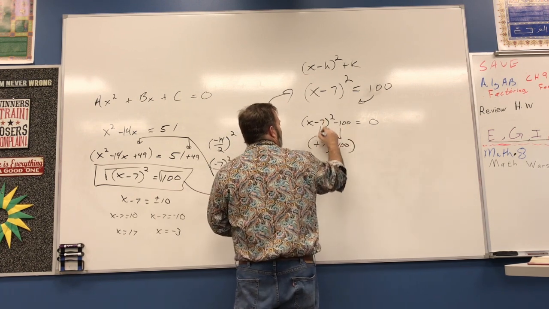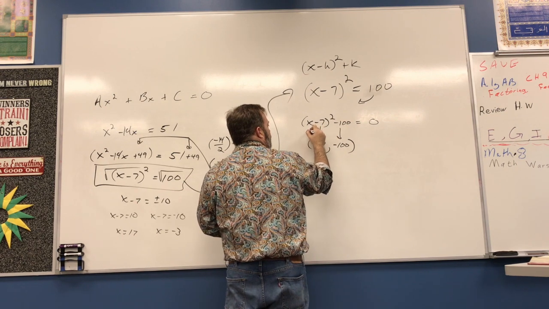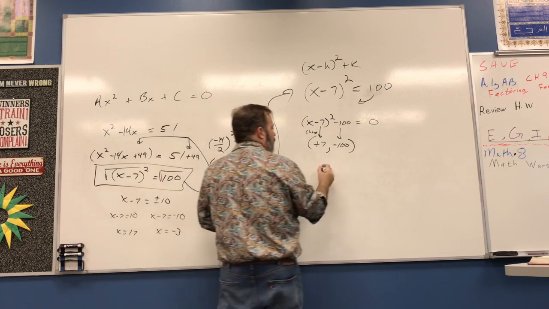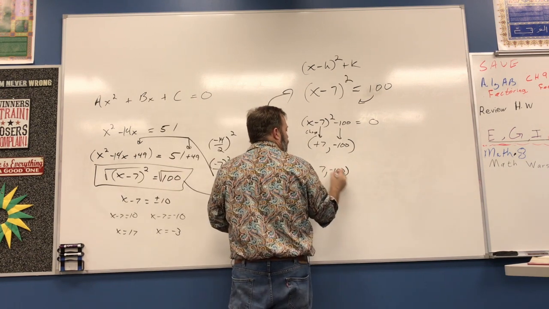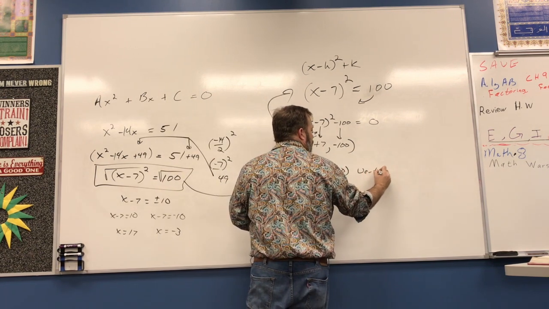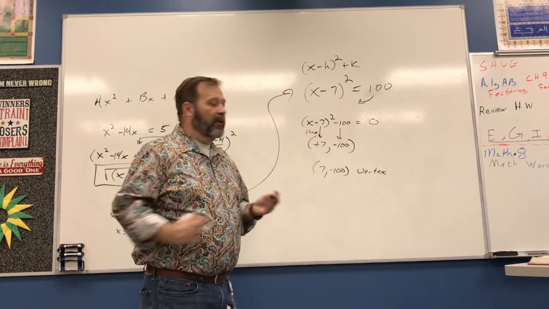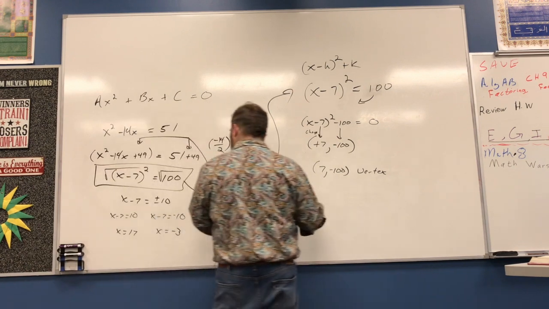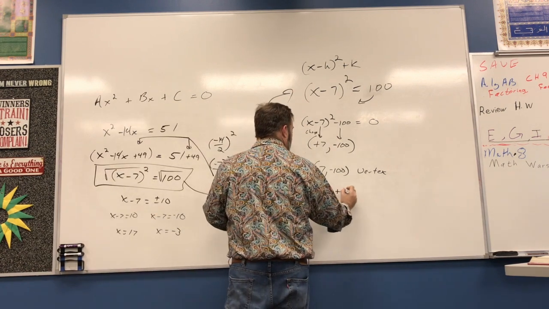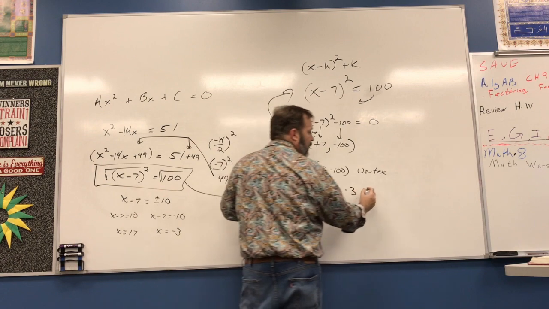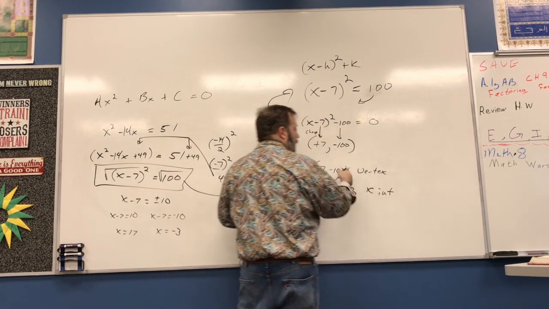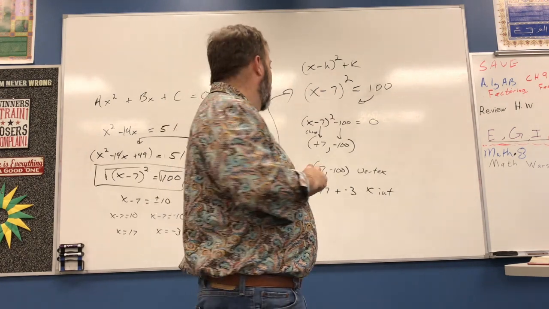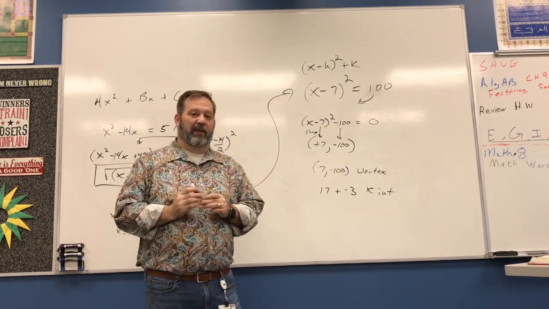All you do is take these down. This one changes. And 7, negative 100 is my vertex. Now I can graph. And that's why I love completing the square. I have my 2 pieces, 17 and negative 3. Those are my x-intercepts. And now I have my vertex. I have my 3 points I need to graph this parabolic curve, and I'm done. And that's all there is about this.